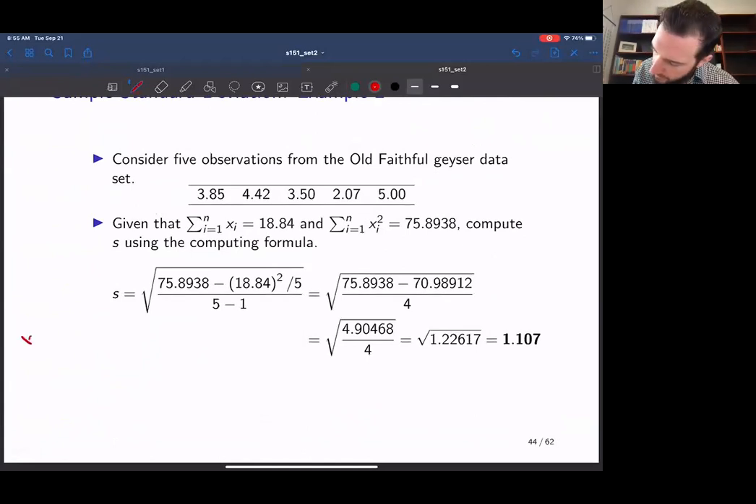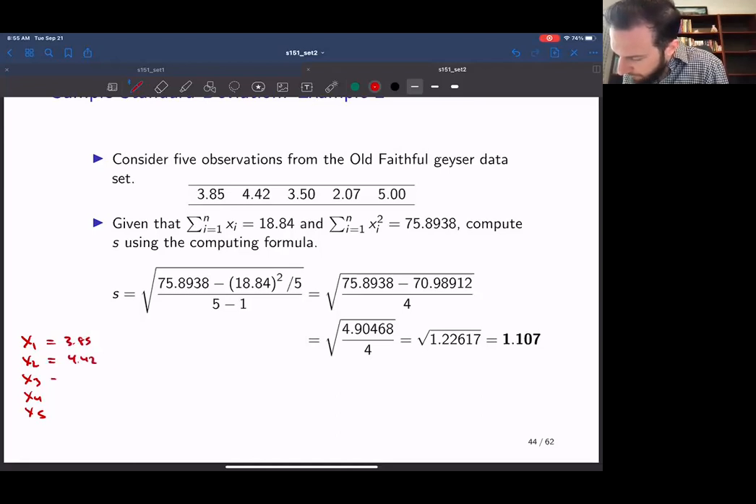So we're going to have x1, x2, x3, x4, x5. Okay, so this is going to be 3.85. This is going to be 4.42. This is going to be 3.50. This is going to be 2.07. And this is going to be 5.00.